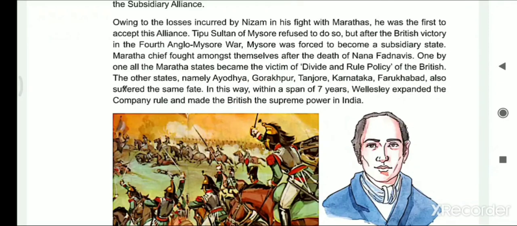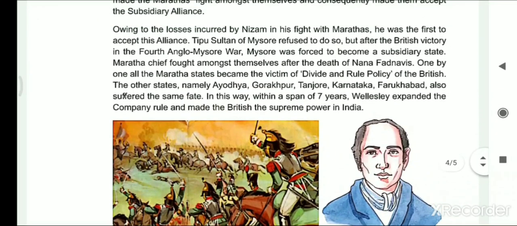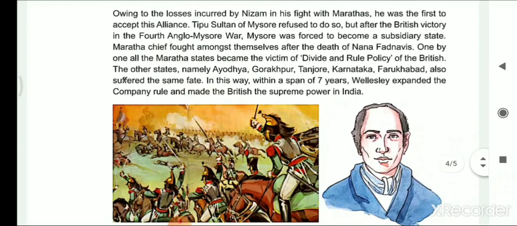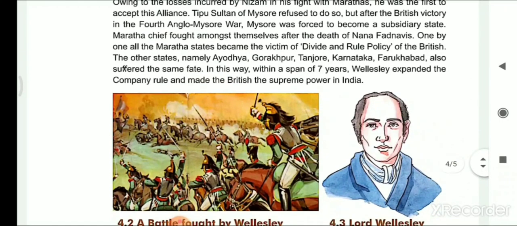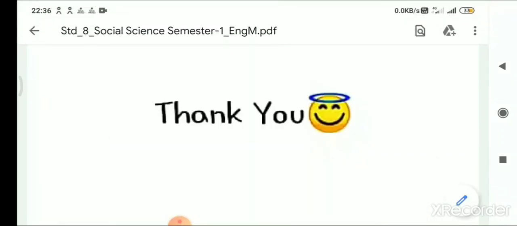In this way, within the span of 7 years, Wellesley expanded the company rule and made British the supreme power in India. Hence, at last, with this policy of divide and rule, he used to make the kings or the Peshwas fight among themselves and establish their rule in the princely state. So, within the span of 7 years, almost each and every state was under this policy of expansion.